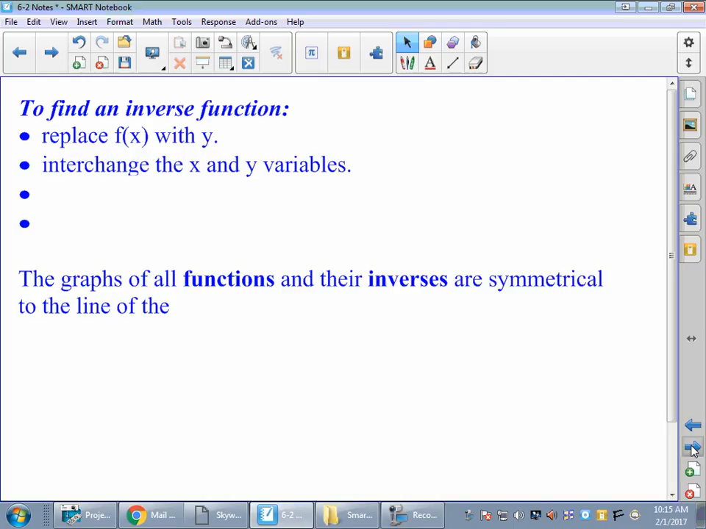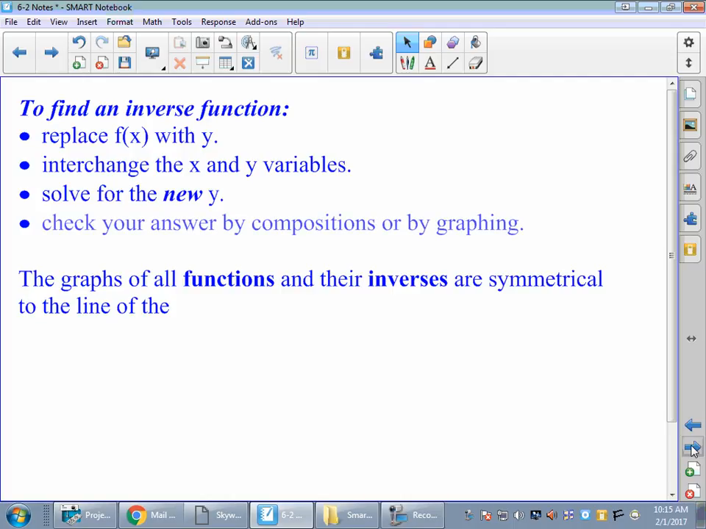We're going to interchange the x and y variables. We're going to solve for the new y, get y all by itself. And then we're going to check our answer. We can either do the composition thing we just did, or we can graph.